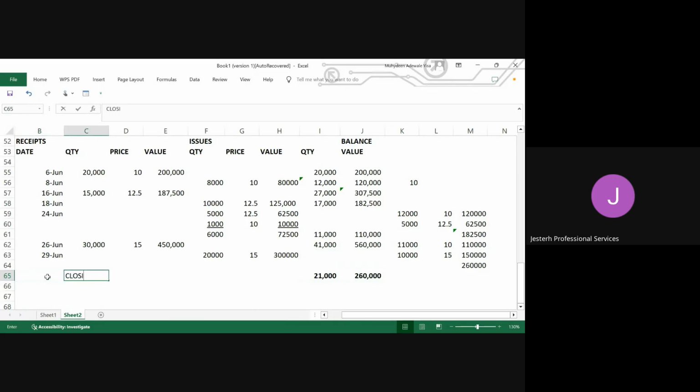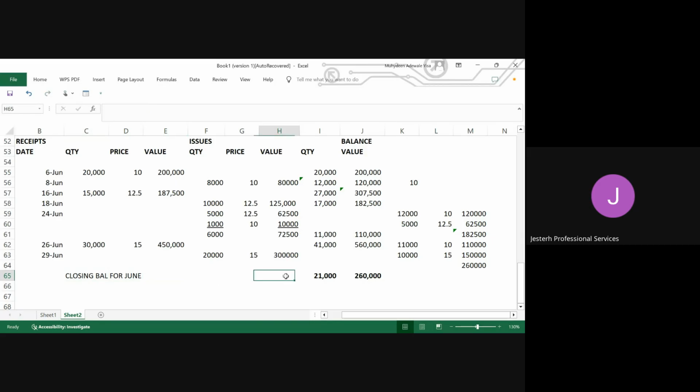This is our closing balance as at June. This is the closing balance for June.